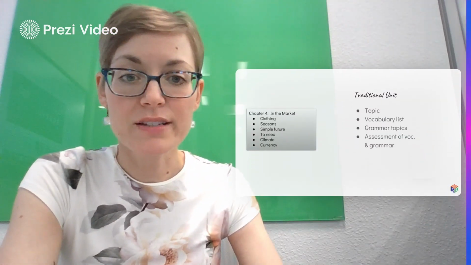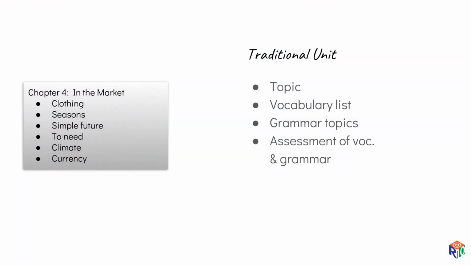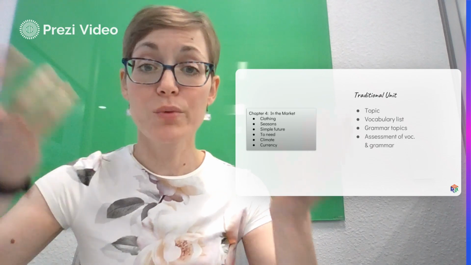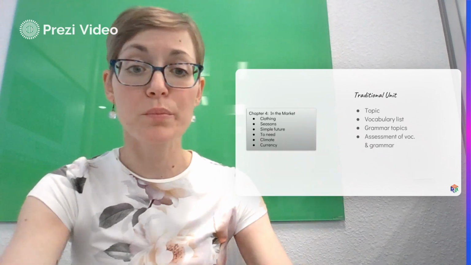Now, let's contrast this with a traditional unit. Typically, some people also call these legacy units, but in a traditional unit, you'll see probably a chapter topic. So here we have like in the market, and you'll see a list of things that kids are gonna learn, right? Like they're gonna learn these words, they're gonna learn this vocabulary, and then at the end of the unit, I'm going to assess whether they know that vocabulary and whether they know that grammar. So if we contrast these two, they're pretty different.